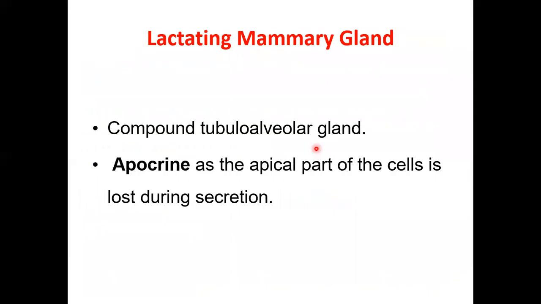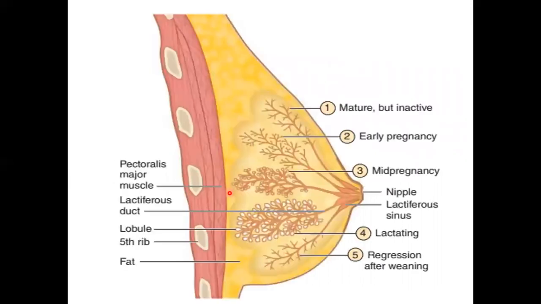Lactating mammary gland, mammary gland during lactation. Also, it is a compound alveolar gland. Don't forget that the gland is a compound alveolar gland during the 3 phases, either resting, pregnancy, or lactating mammary gland. The gland is apocrine as the apical part of the cells is lost during secretion.